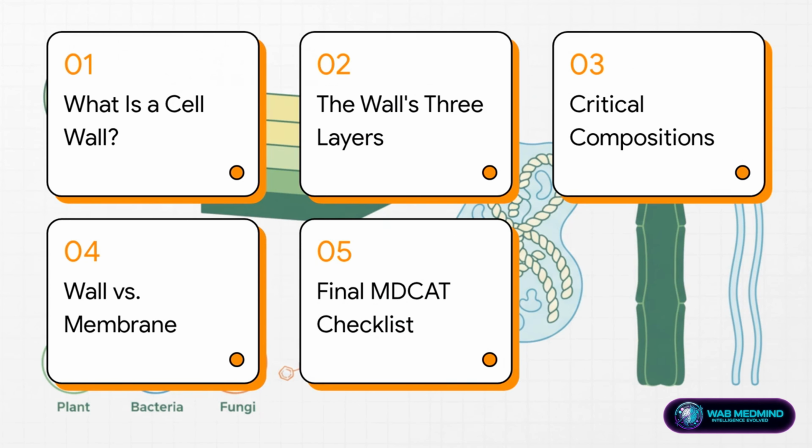We'll kick things off with a basic definition, and then we're going to peel back the wall's 3 layers. After that, we hit the most important part, the chemical makeup, which is a favorite for examiners. We'll finish up by putting the wall and the membrane head to head to clear up any confusion and give you a final checklist of things you just have to know.